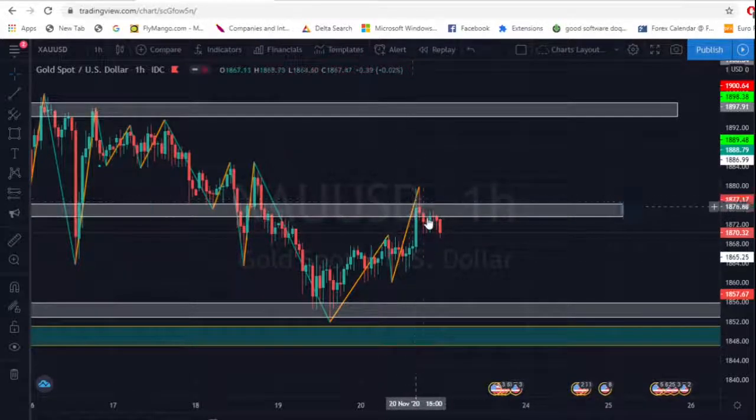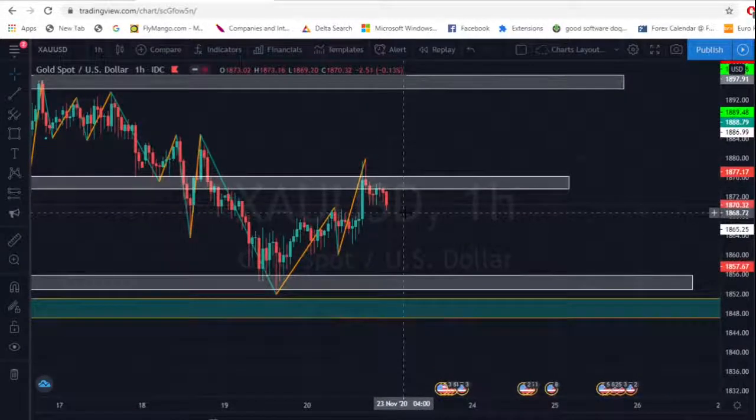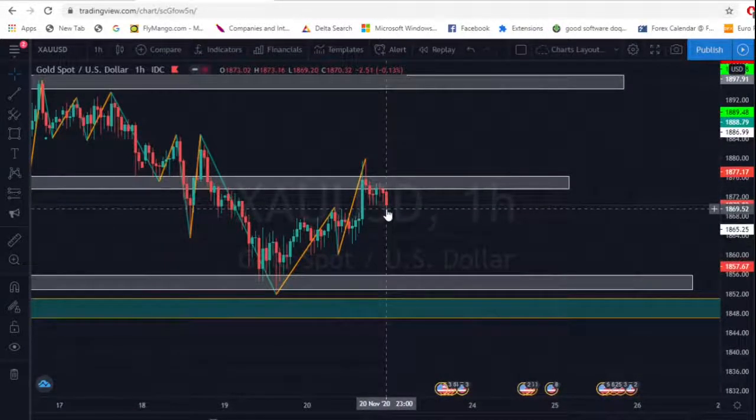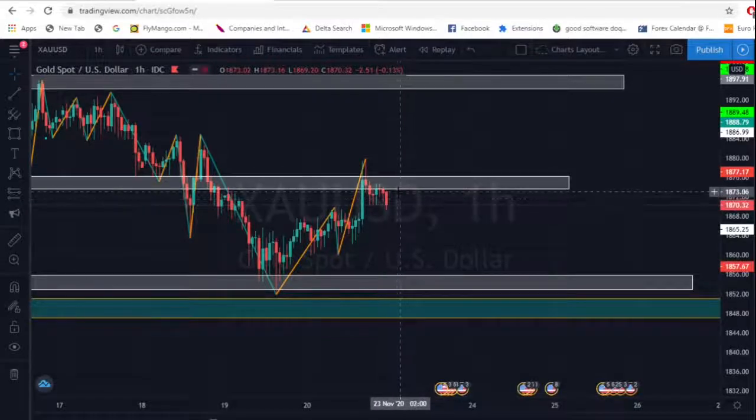So there's a lot of rejection on this zone. On the hourly chart you can see there's a high here and the next high, but when you look in a longer time frame, you can see that this market is dropping. So we're just going to wait for the next candle to see what it does. I believe the next candle can come, try to retest here, and then it will drop.